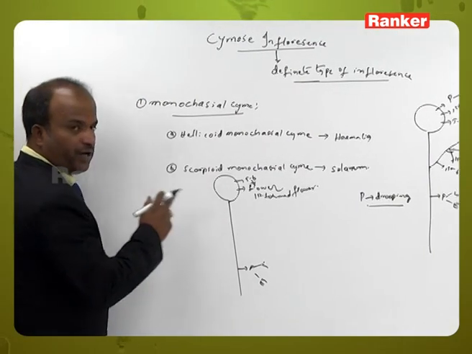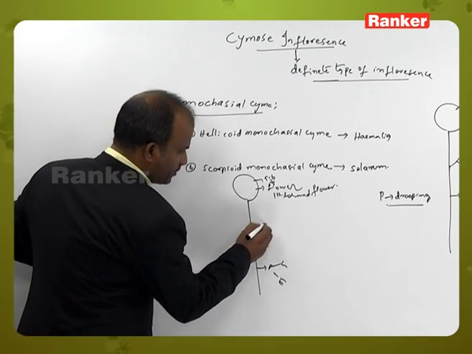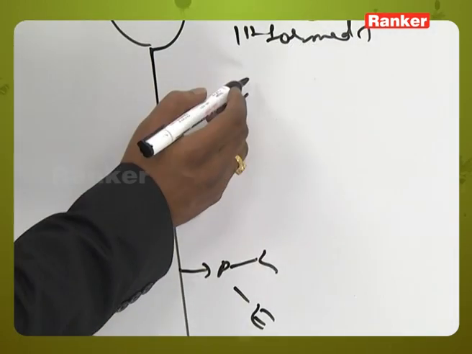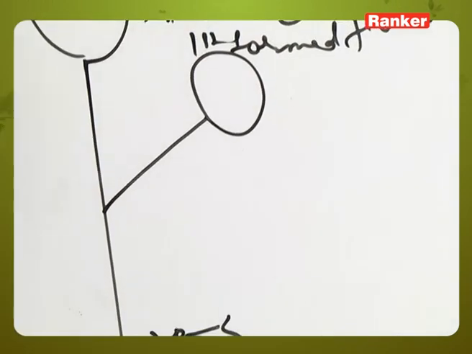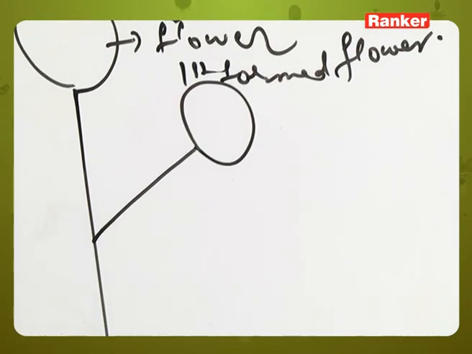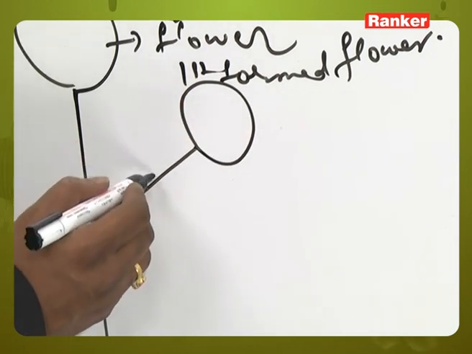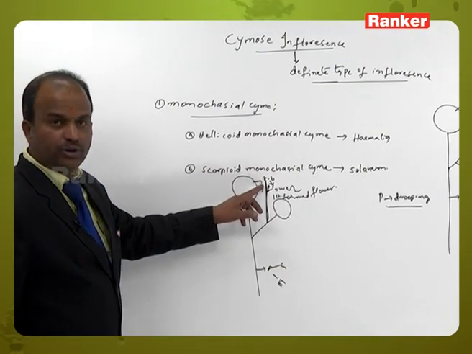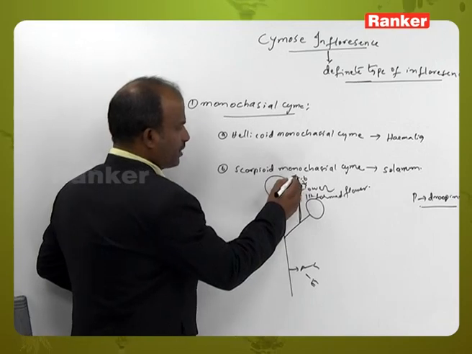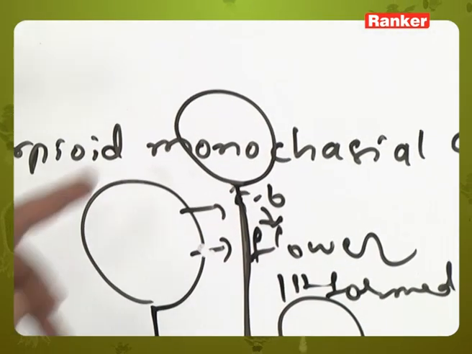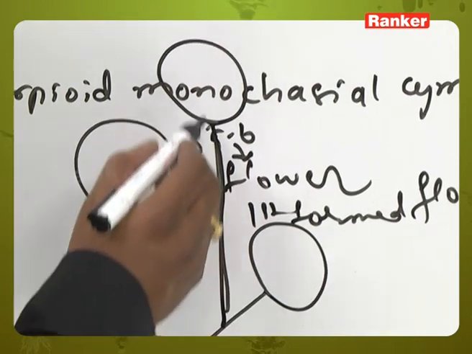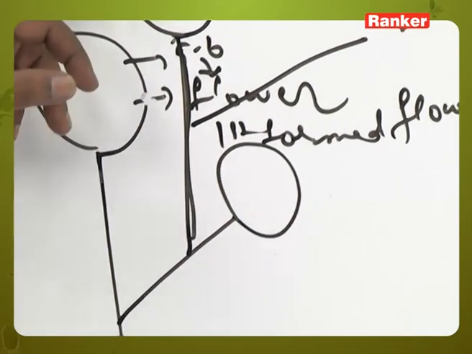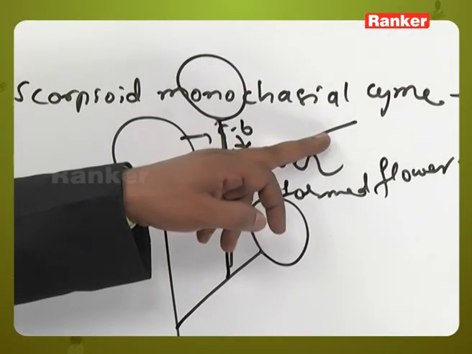From the base of the first formed flower, a single branch arises. This single branch also shows definite growth. Why? Because it also terminates into a flower. And from the base of the second formed flower, the second branch is arising. This branch also shows definite growth. Why? Because it also terminates into a flower. From the base of the third formed flower, the third branch is arising.